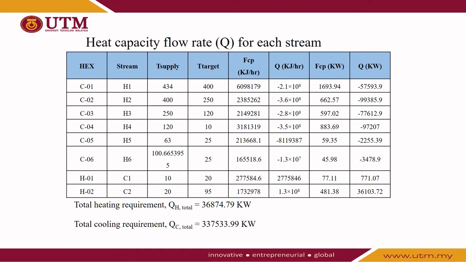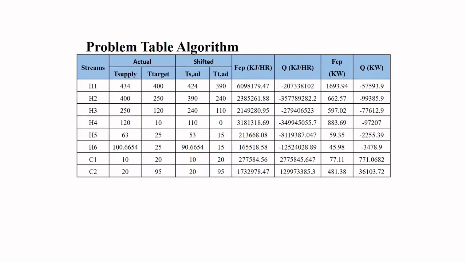The heating requirement is 36,874.79 kilowatt and the cooling requirement is 337,533.99 kilowatt. Next, supply temperature and target temperature are shifted according to delta T minimum, which in most cases is 10 degrees Celsius. 10 degrees Celsius is a typical range of delta T minimum for a chemical plant. This table shows the shifted values, which is only for hot streams.